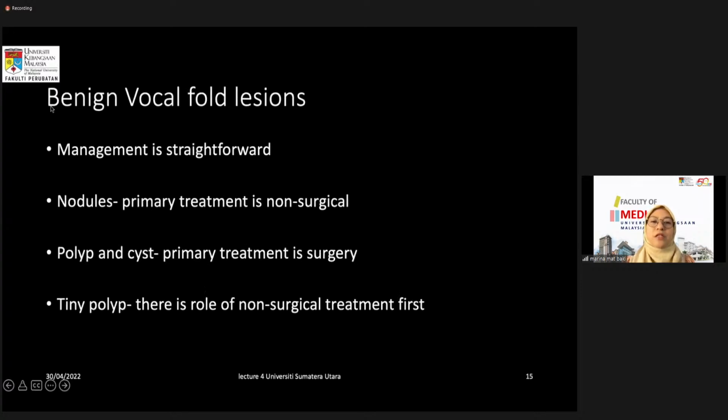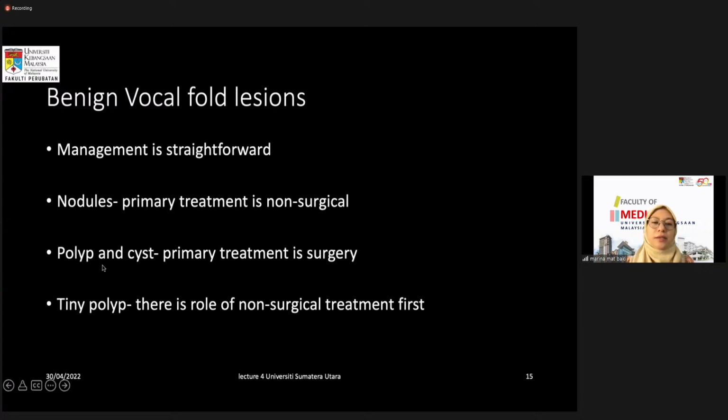So specific management of benign vocal fold lesions is quite straightforward. You have a lesion in the vocal fold. If you see nodules, the treatment is non-surgical first, not surgery. Yeah, you have to try medical treatment first. You do surgery if the nodules are recalcitrant. It does not regress with non-surgical treatment like voice therapy, treatment of LPR, treatment of allergic rhinitis, and vocal hygiene.